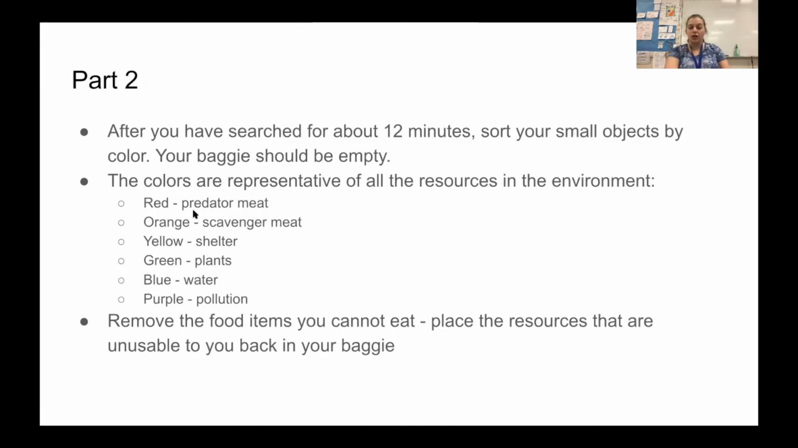If you are a lynx, you're going to keep the red, but you're going to put the orange and the green back in your bag. If you are a fox, you're going to keep out the predator meat and the plants, but you're going to put away the scavenger meat. And I think that takes us through all of those. Once you've removed the food items you can't eat, we're going to see how long you're going to survive. So pause the video if you need more time to remove the items you can't use.